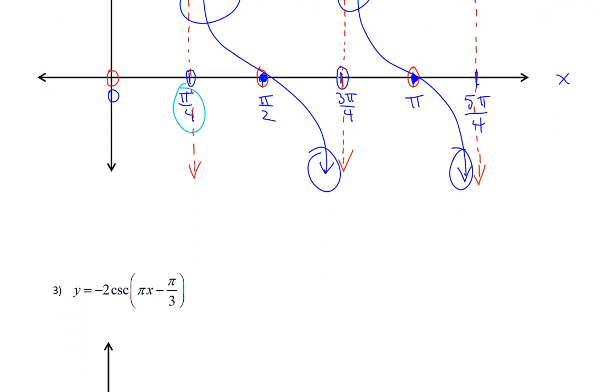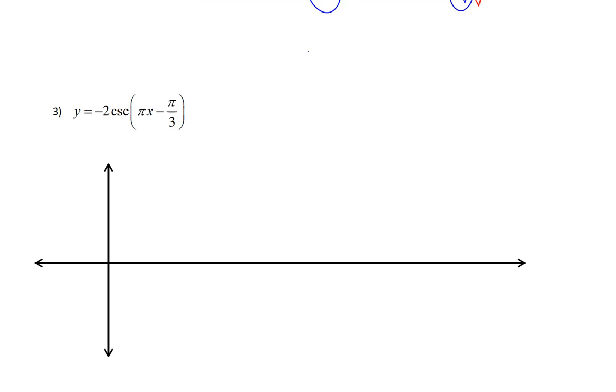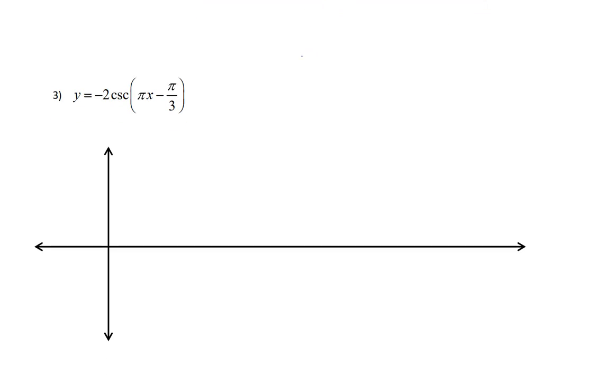Alright, let's move on to the next example. This next one is given as follows. y equals -2 cosecant of the quantity pi x minus pi over 3, and that's all in parentheses. Alright, so we'll start from the top. As always, we're trying to understand how our transformation formula fits onto this so we know what's going on. You'll notice in this case we have an a value of -2.